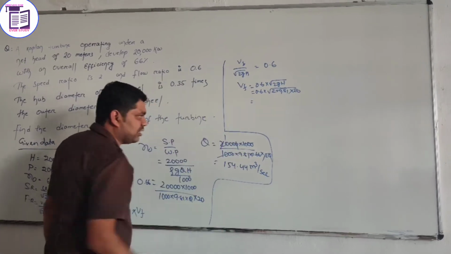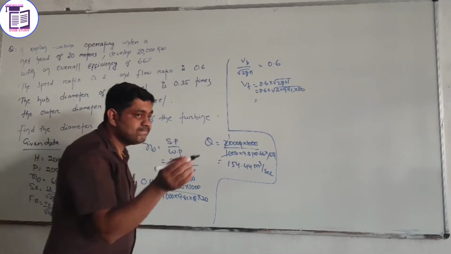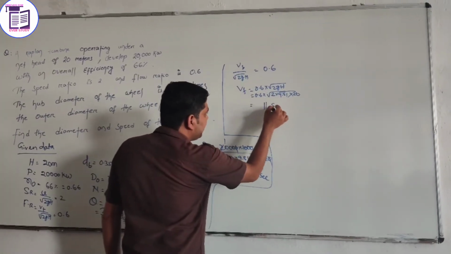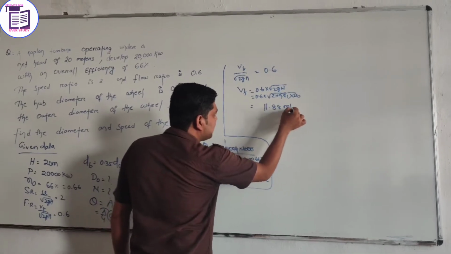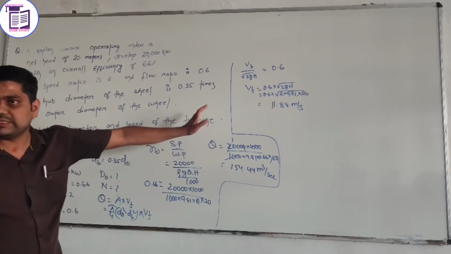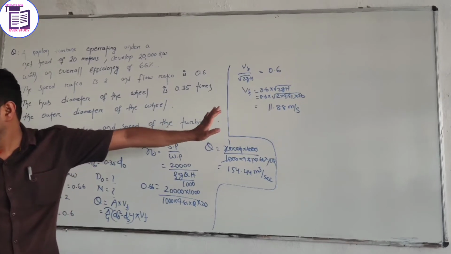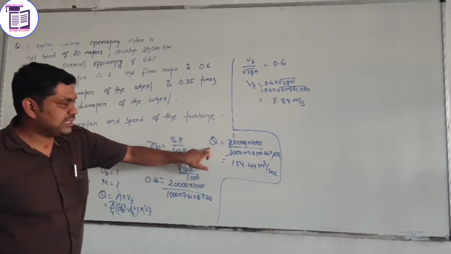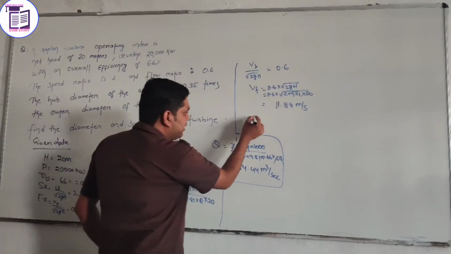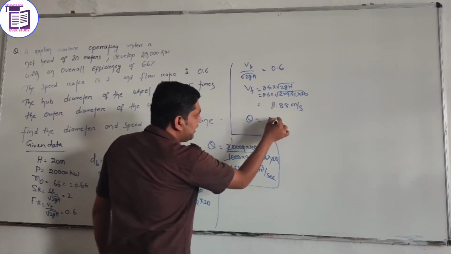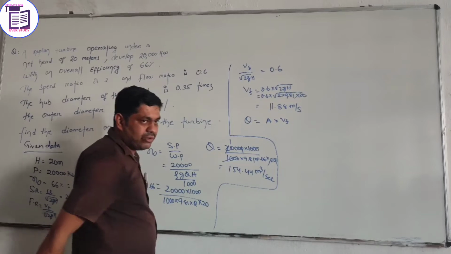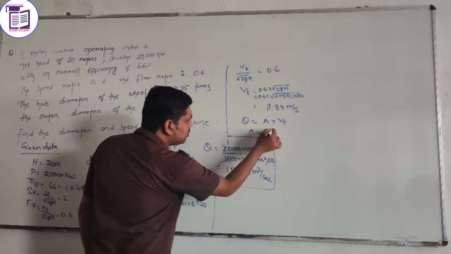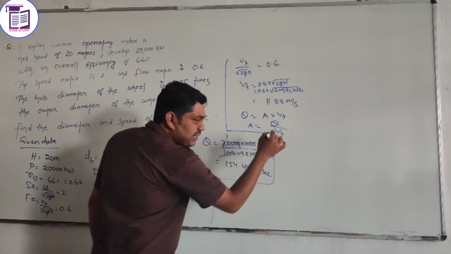Now the value of V_f is 11.88 meter per second. The unit is meter per second, so write the unit meter per second. Now you find the V_f value. Now you can use the discharge formula: Q is equal to area into V_f, or also you can write area is equal to Q by V_f.